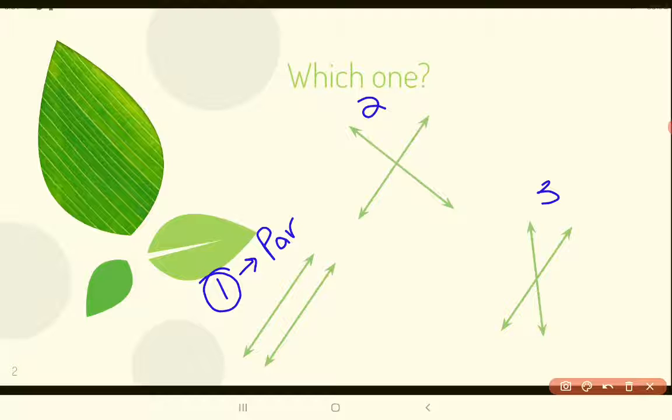Why do they never touch? Because they have the same slope. They're going in exactly the same direction, just like railroad tracks. If your railroad tracks are not parallel, you're going to have a problem, okay?